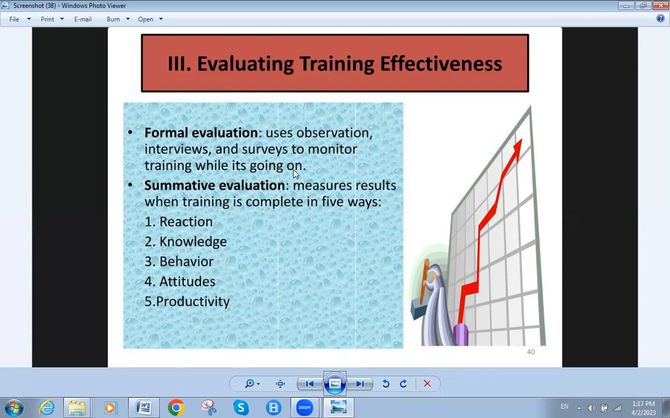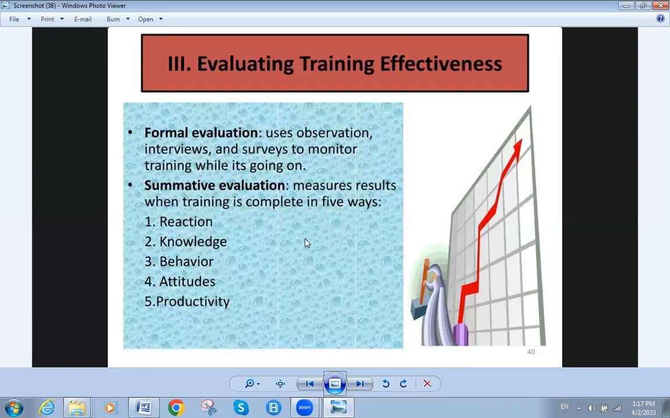Summative evaluation is the second one. It measures results when training is complete. In the summative, you wait till the training is complete and check five things. Reaction: you check the reaction of the trainee. You check the knowledge of the trainee. You check the behavior of the trainee. You check the new attitudes of the trainee. And you look for the productivity of the trainee after training.